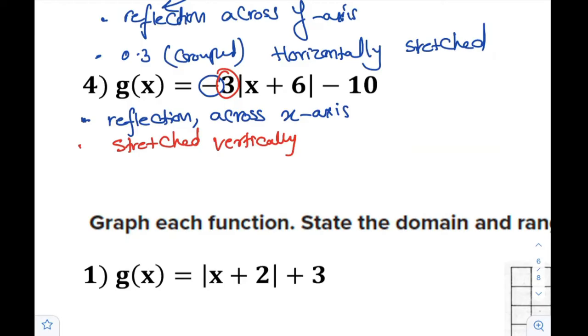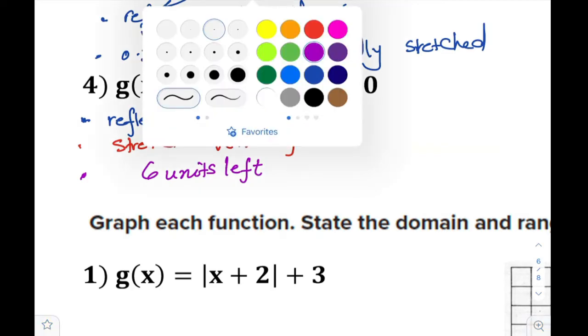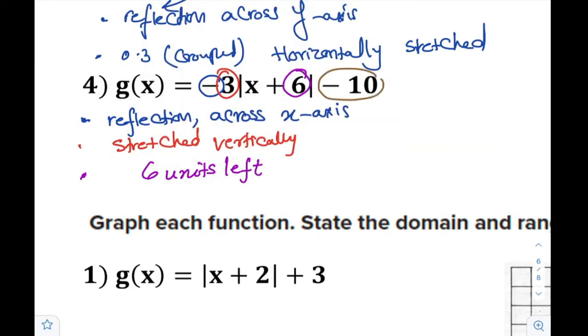What else? We have also the 6, and it is inside the group, so it's horizontally moved, so it is 6 units left. And finally, we have the minus 10 outside the group, so it is affecting vertically, so it is 10 units down. We have 4 types of transformation.